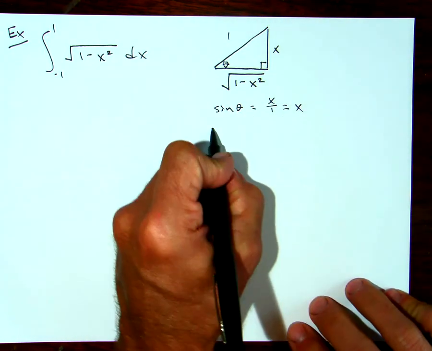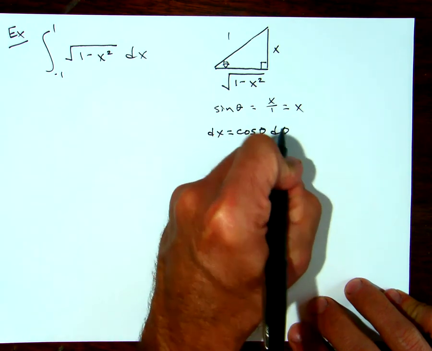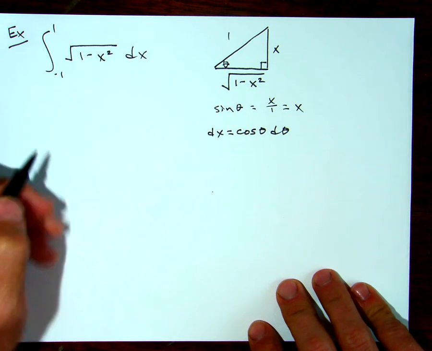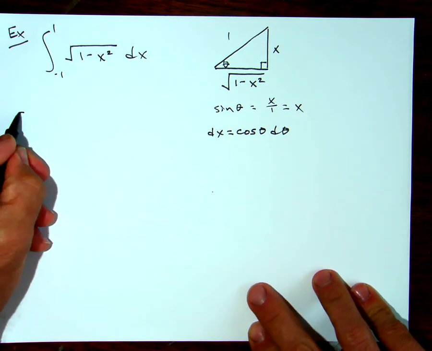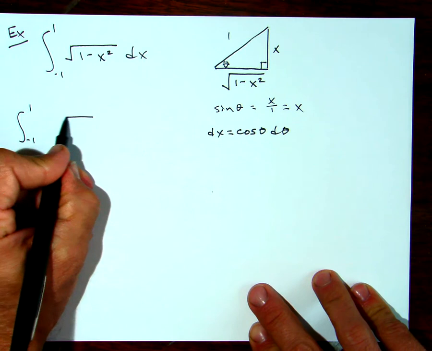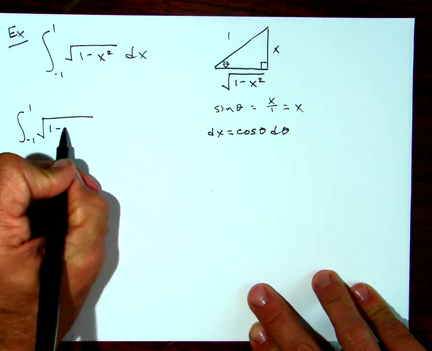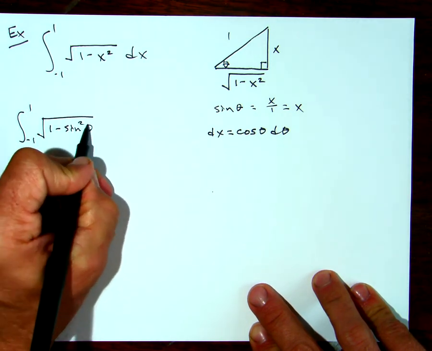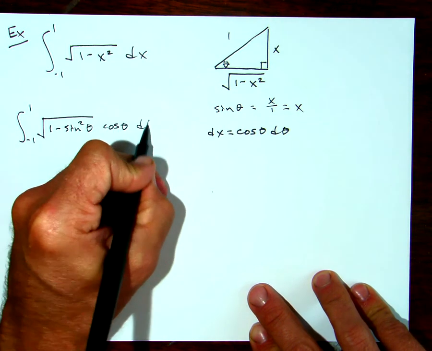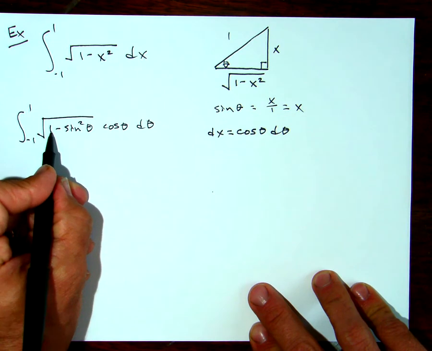So dx is going to be cosine theta d theta. Okay, so we can go ahead and plug in. So I'm going to go from -1 to 1, the square root of 1 minus sine squared theta, and then dx is cosine theta d theta. All right, so by the Pythagorean identity, we know that 1 minus sine squared is cosine squared.